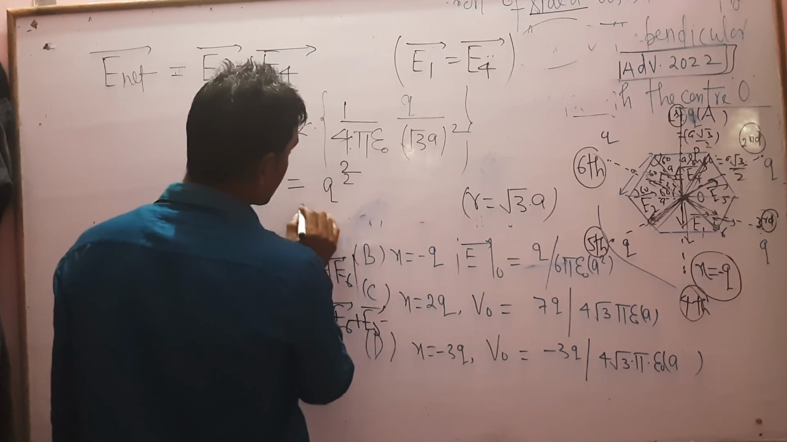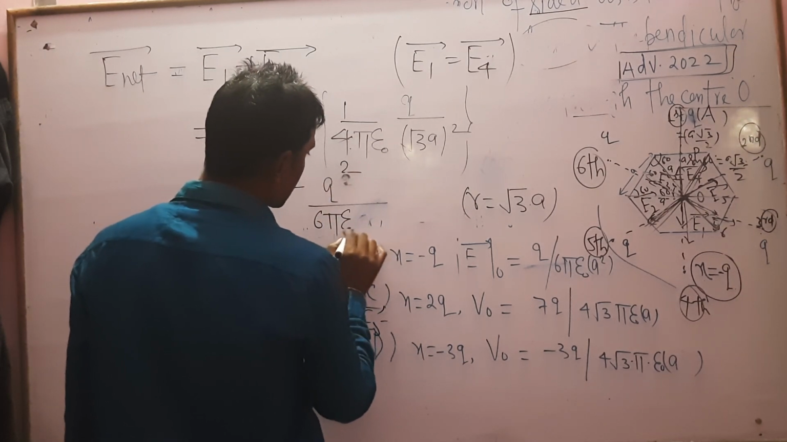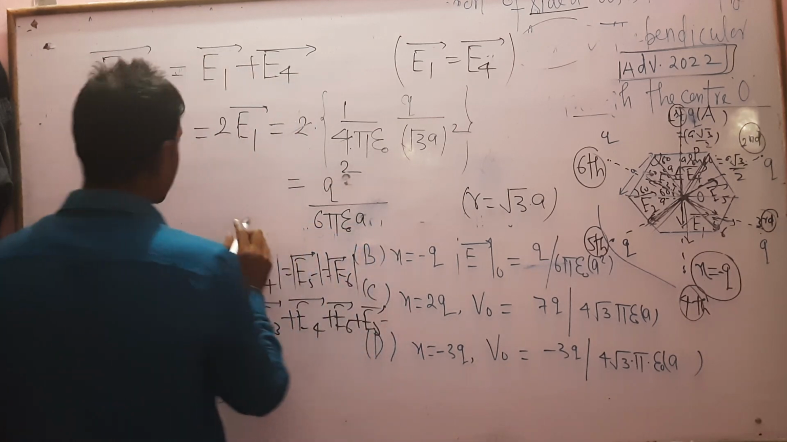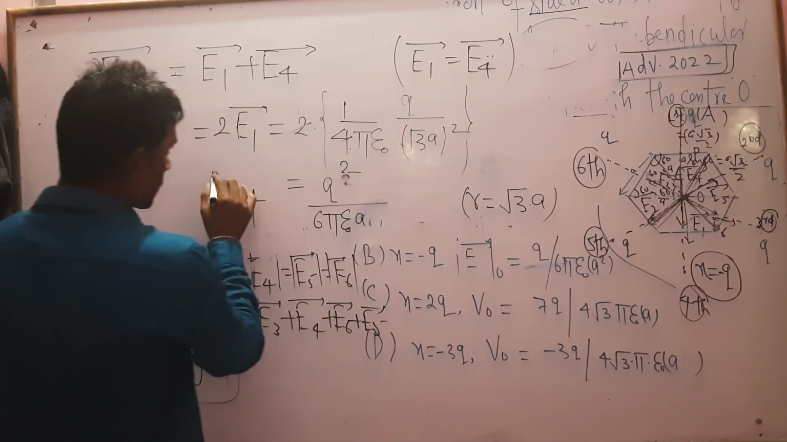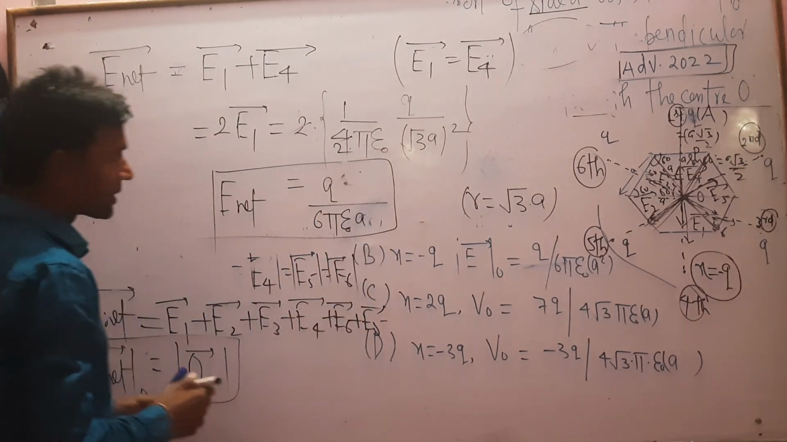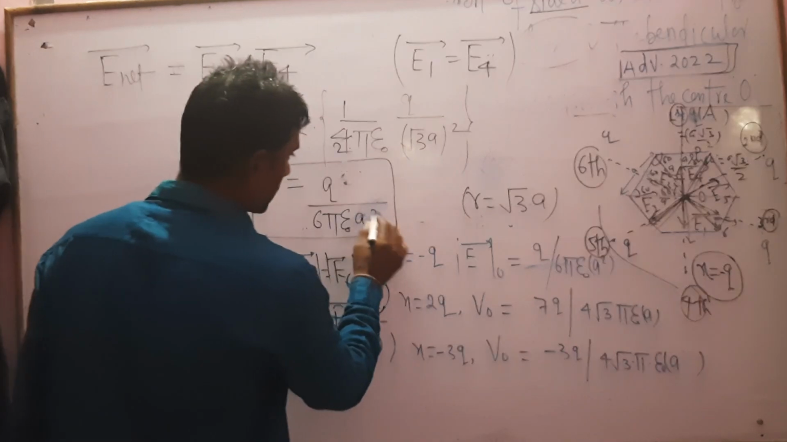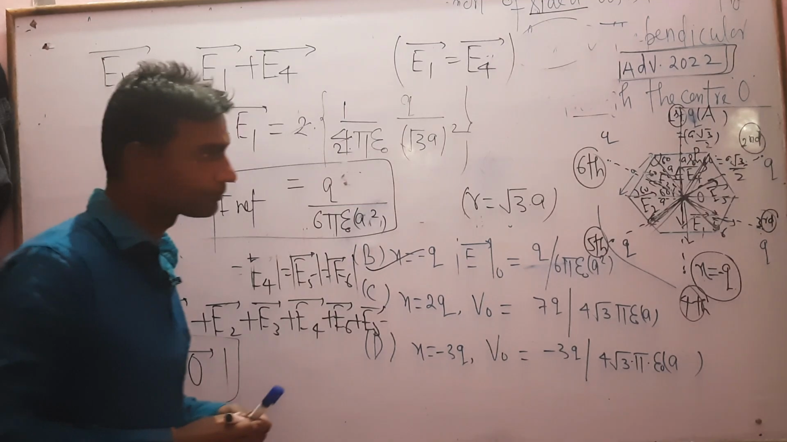This implies that E is q divided by 6 pi epsilon naught a squared. So this is the net value of the electric field, which equals q divided by 6 pi epsilon naught into a squared. Also, option B is the correct option.